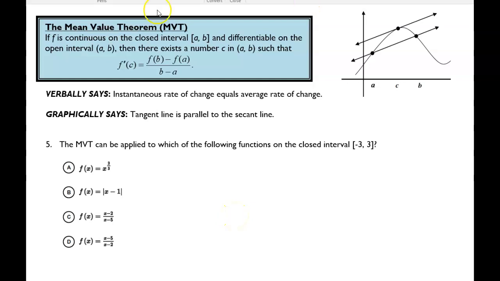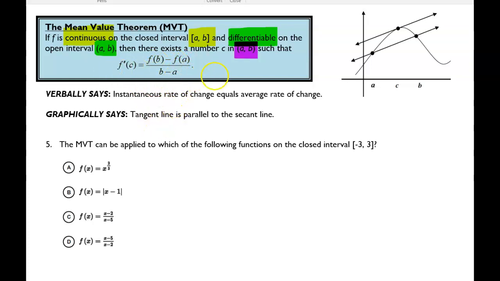The other theorem we're going to talk about in this lesson is the mean value theorem. What this theorem says is if f is continuous on the closed interval from a to b and differentiable on the open interval a to b, then there exists a number c, and again that's in the open interval, such that f prime of c is equal to f of b minus f of a over b minus a.